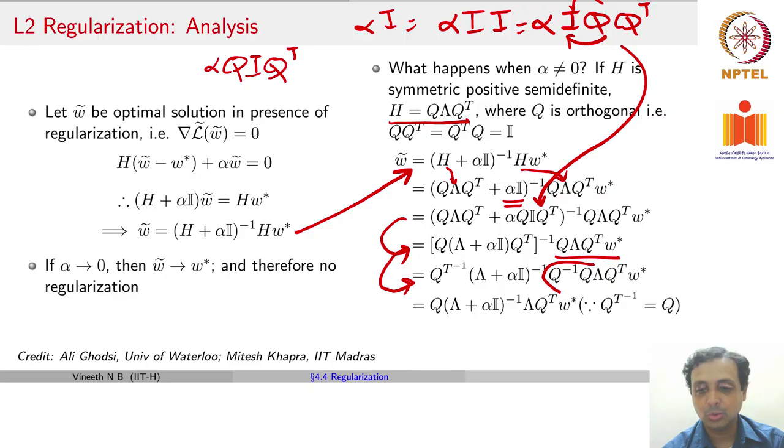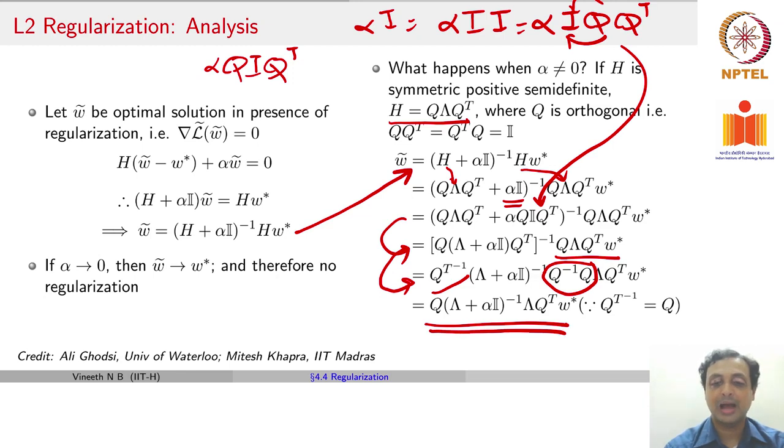This Q inverse Q will become identity and can be replaced. Also, Q transpose inverse will be Q itself, because as we said, for an orthogonal matrix Q, Q transpose is equal to Q inverse, and hence Q transpose whole inverse will be Q itself. So this is what you get as W tilde.